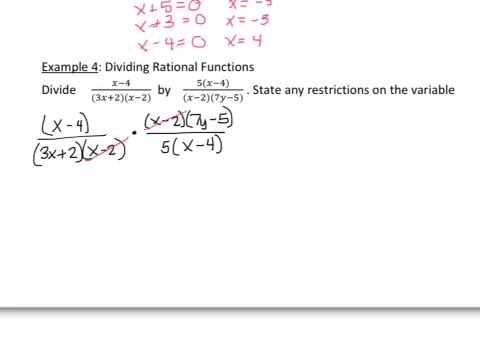X minus 2 and x minus 4. So we get 7y minus 5 over 5 times 3x plus 2. And you can leave it like that.